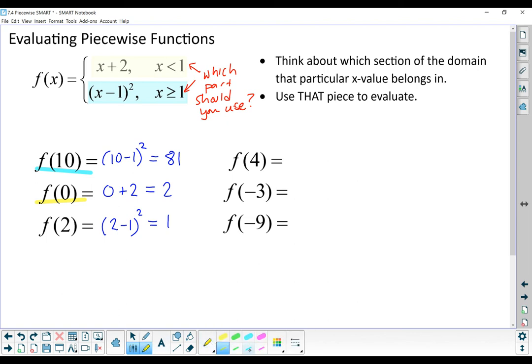F of 4. 4 is also greater than 1. So I'm going to use the second piece again. 4 minus 1 squared. That's 3 squared, which is 9.